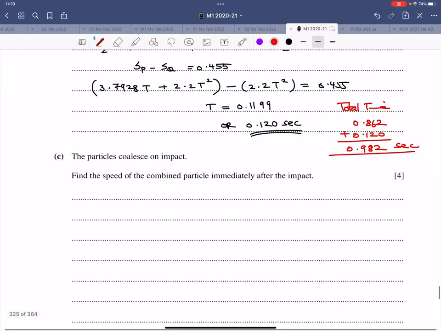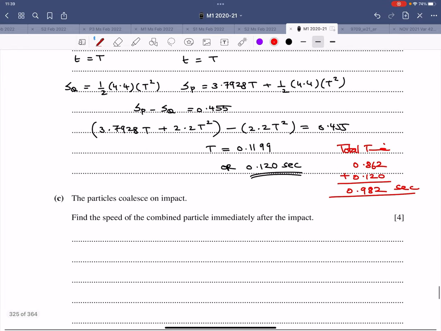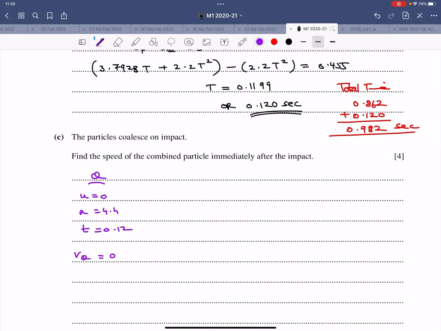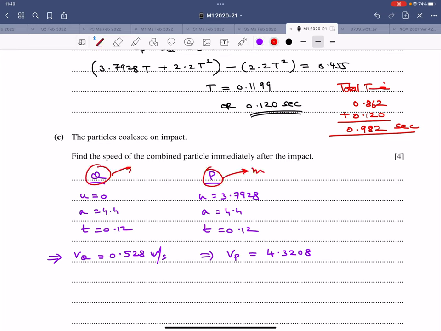And now what is the speed at this instant? So now for particle Q, U is 0, A is 4.4, time is 0.12 seconds. So therefore velocity of Q, V equals U plus AT, that comes out to be 0.528 meter per second after the calculation. For particle P, U is 3.7928, acceleration is 4.4, time is 0.12. After the calculation, velocity of P came out to be 4.3208. Now remember, P had a mass of m kilogram, Q had a mass of 2m kilogram.